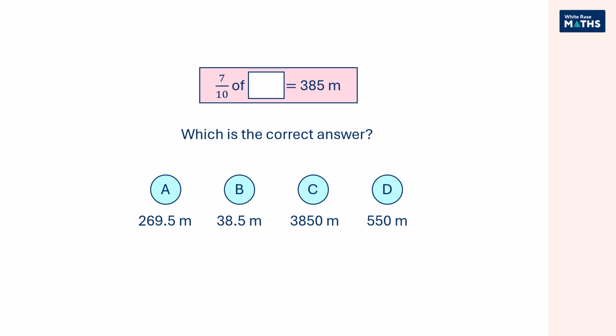Next one, 7/10 of a bank equals 385, which is the correct answer? So we're going to do 385 divided by 7. I'm going to be a bit lazy here and do it on my calculator, but you can obviously work it out. So 385 divided by 7, times it by 10, you're going to get 550, which is option D. Well done if you got that.